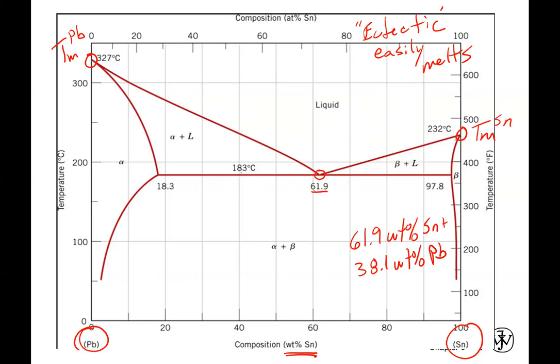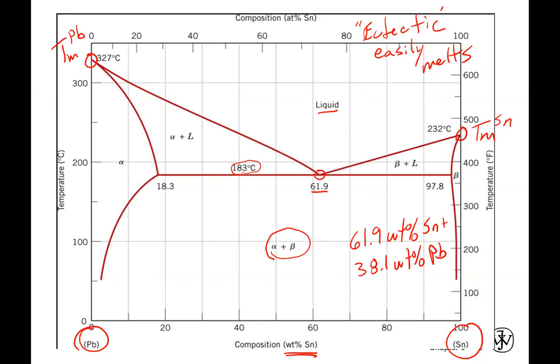So at 183 degrees C, if I'm just over that, I'd have all liquid. Just under that, I've got a mixture of two solid phases, alpha and beta. So again, you're going to see that we always call our solid phases with Greek letters, for most of the diagrams. If you see a Greek letter, it always means solid.